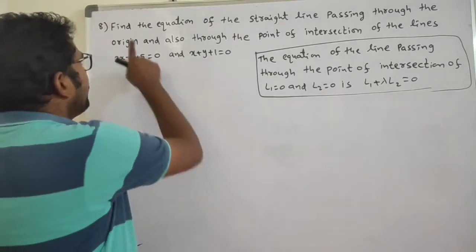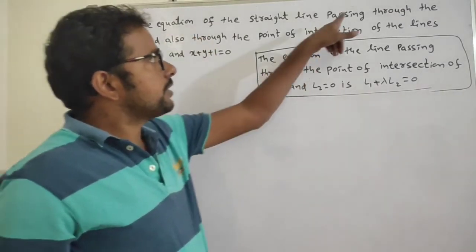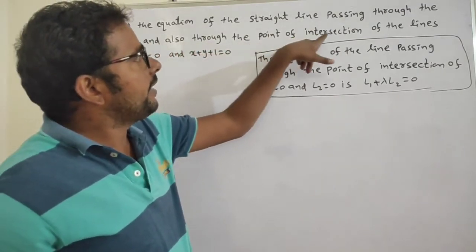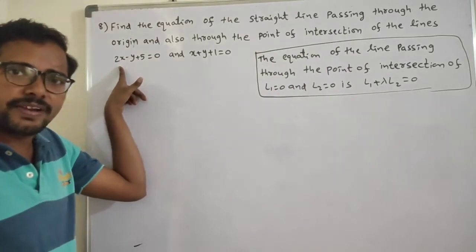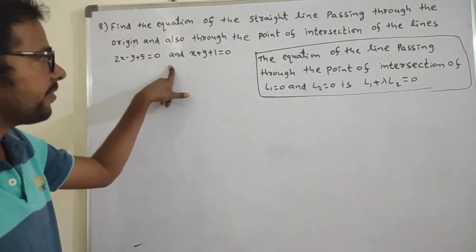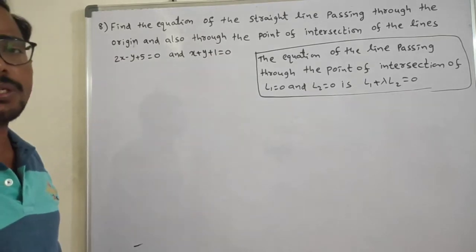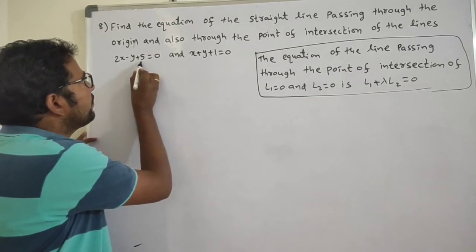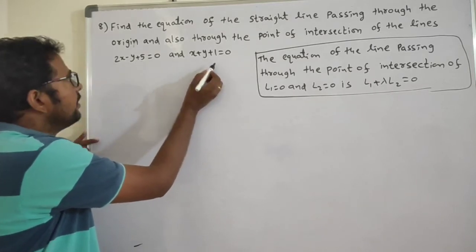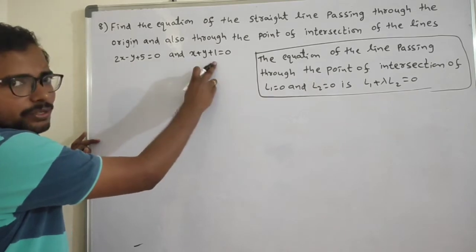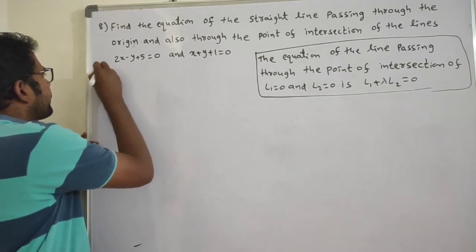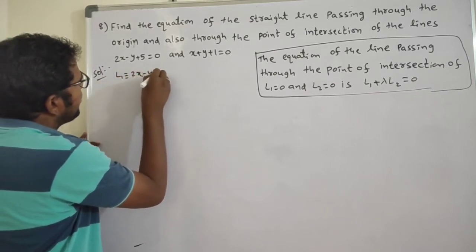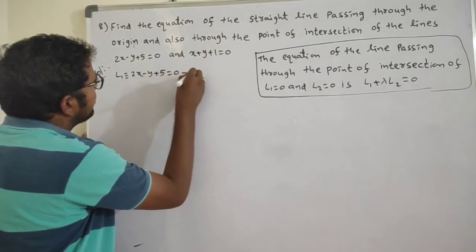Now 8th question. Find the equation of the straight line passing through the origin and also through the point of intersection of the lines 2x minus y plus 5 equals 0 and x plus y plus 1 equals 0. We have to find the equation which is passing through the point of intersection of this line and this line. Take this line as L1, this line as L2. Let L1 be 2x minus y plus 5 equals 0. Take it as equation number 1.